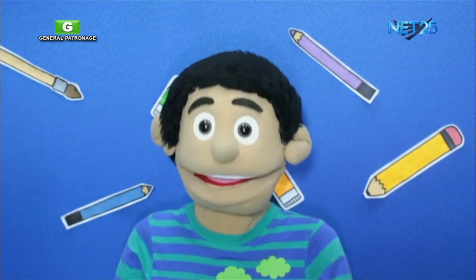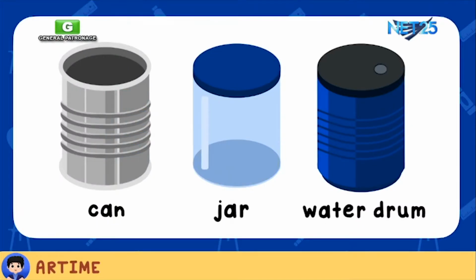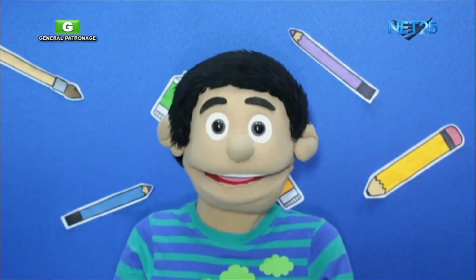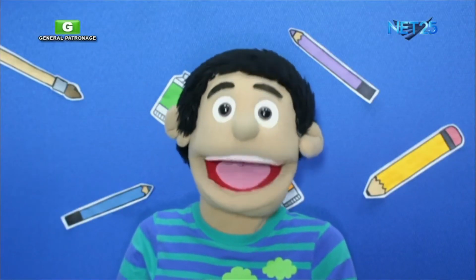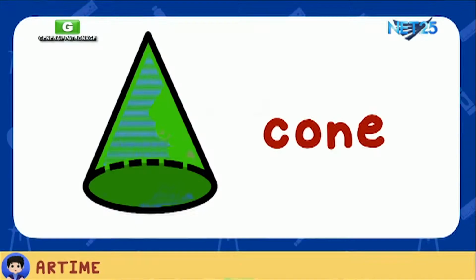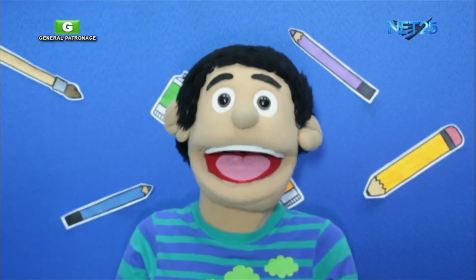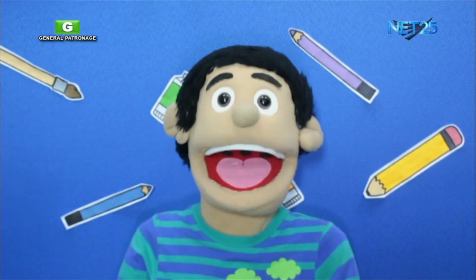Here are examples of cylinder-shaped objects. A can, a jar, and a water drum. Alright, let's do the 4th 3D shape. This is what we call a cone. Let's find out how many faces, edges, and vertices does a cone have.